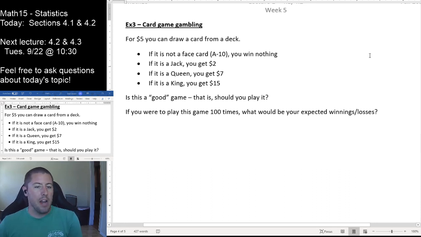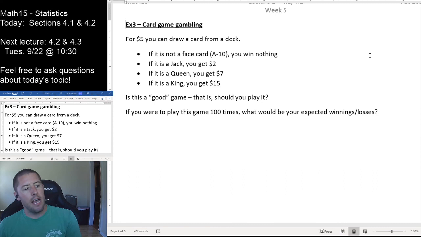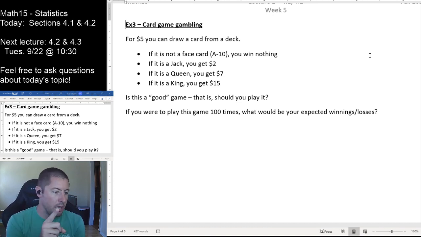You can pay $5, and when you pay $5, that entitles you to draw one card out of a deck. If the card that you draw is not a face card, meaning an ace or a 2 through 10, then you get nothing. So you've lost $5. If the card that you pull is a jack, then I'm going to give you back $2. But notice that still means that you've lost $3 overall because you had to pay $5 to play the game.